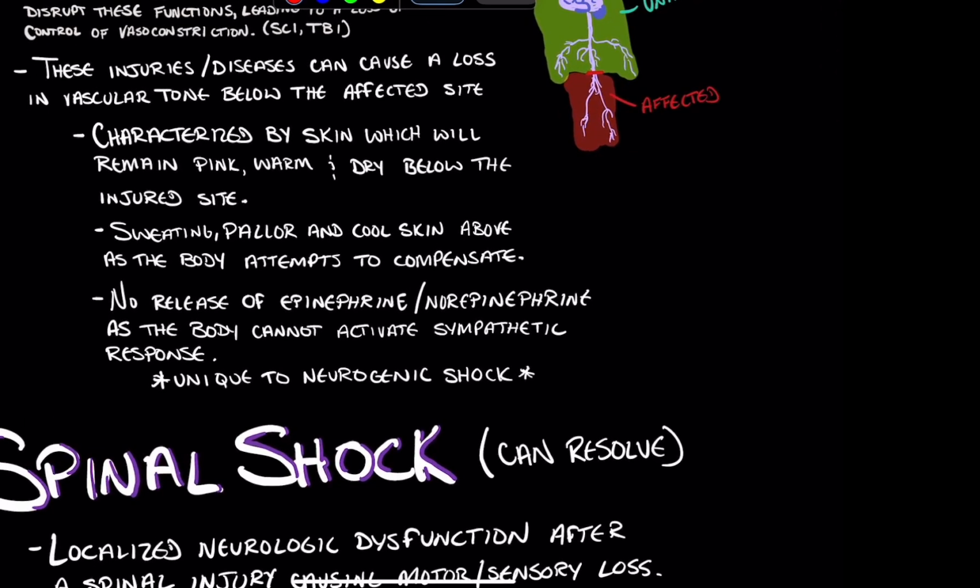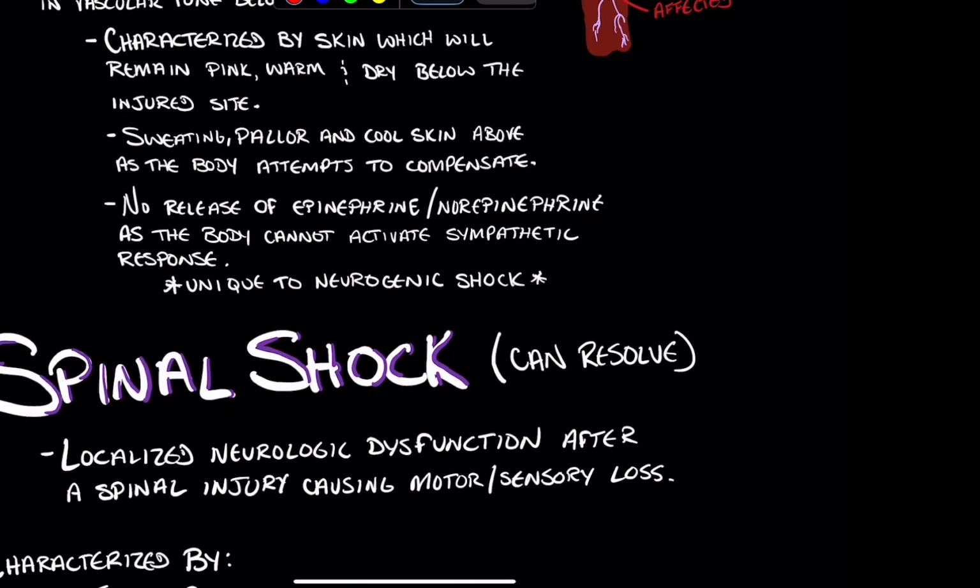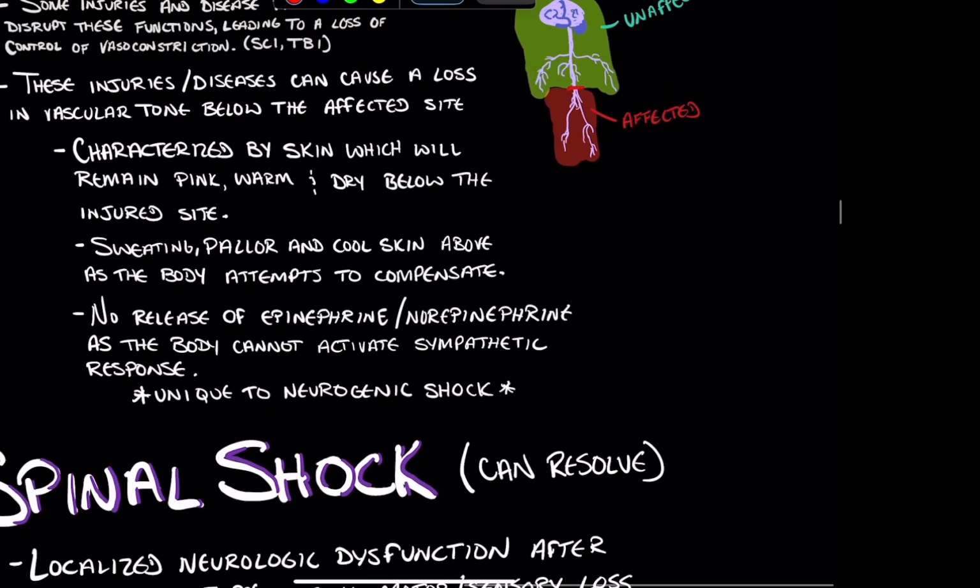So again, sweating, pallor, and cool skin above the injury site as the body attempts to compensate. The one unique thing is there's going to be no release of epinephrine and norepinephrine because the body can't activate the sympathetic response due to the actual disconnect or the injury to that site, right? So it's not able to actually have that sympathetic response to those areas due to the injury. Just can't. It's a complete disconnect from that part of the body now. And remember, this will be unique to neurogenic shock. This whole part here.